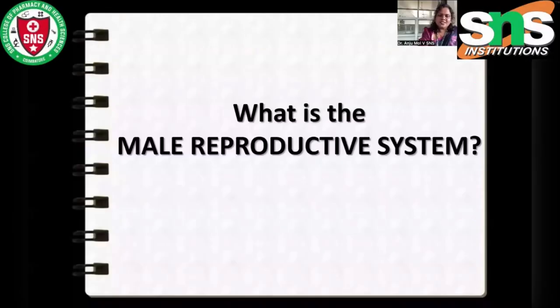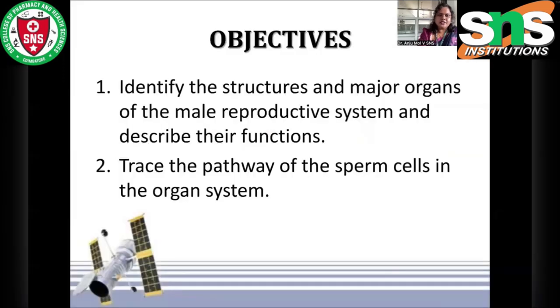We are going to discuss the male reproductive system. In this section, we will be discussing the structure and the major organs of the male reproductive system and their functions, then trace the pathway of the sperm cells in the organ.